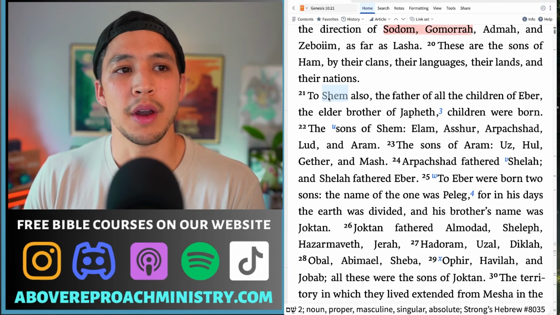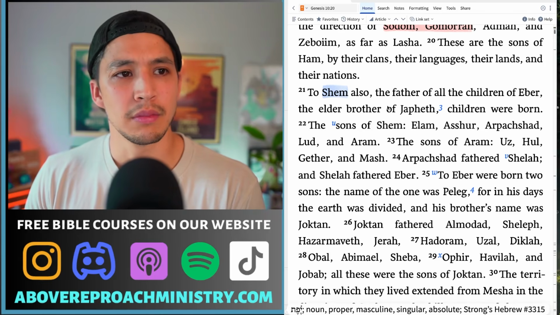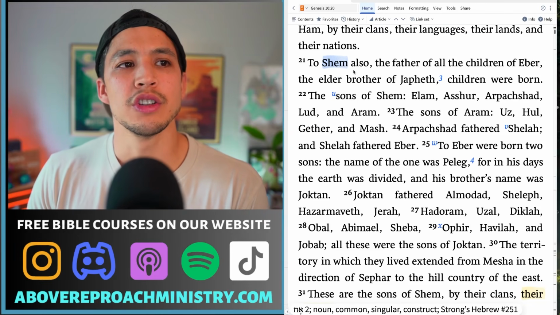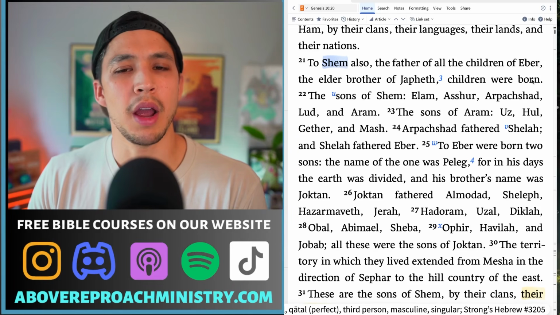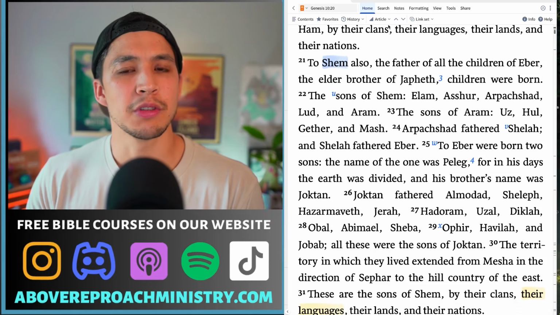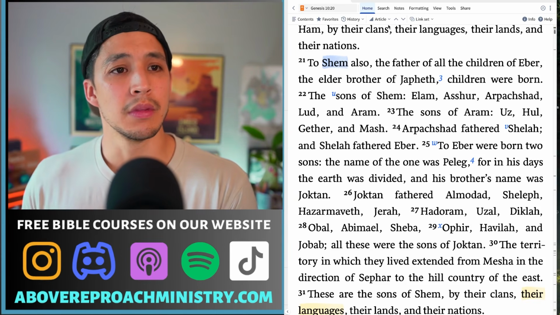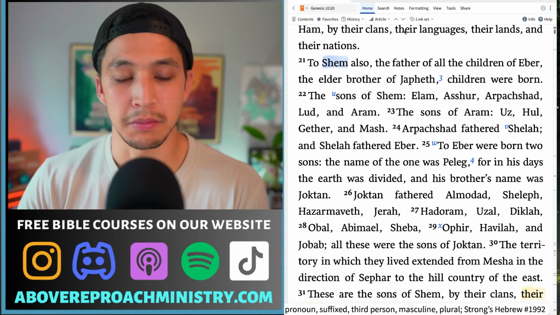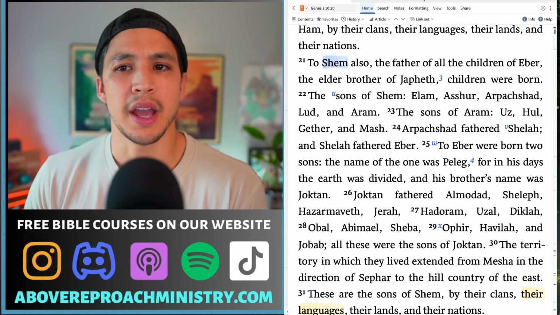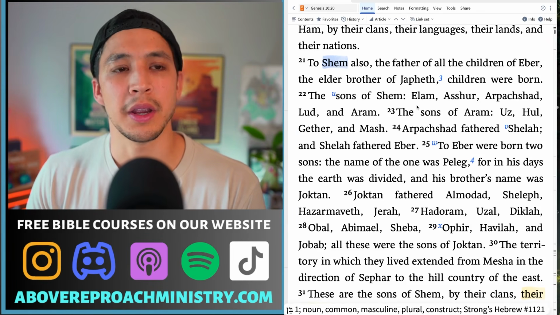To Shem, also the father of all the children of Eber, the elder brother of Japheth. So we know that Shem is the elder brother of Japheth. What about Ham? This is where people speculate: if he's the brother of Japheth, but not Ham, maybe there's some weird mixing of bloodlines going on, where he's a half-son of Noah, which I don't speculate that far.